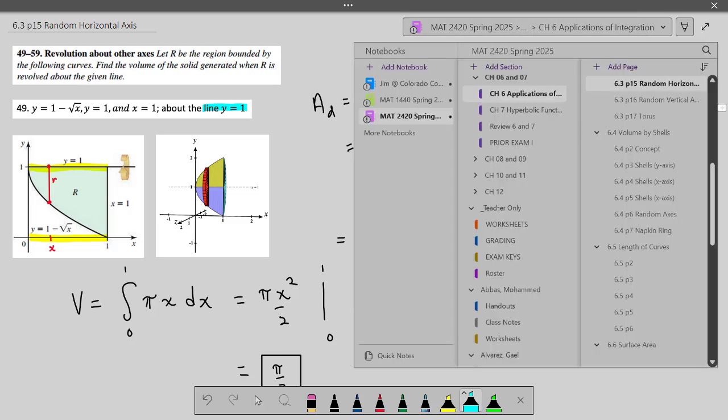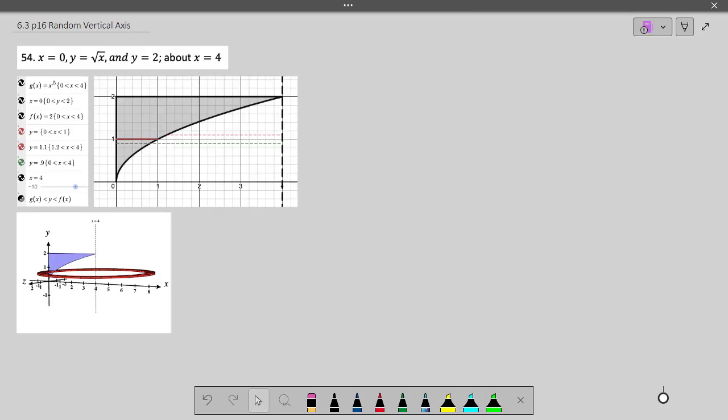Let's try another one. So here we'll do a random vertical line. So the axis of rotation is given to be x equals 4. So we have our 3 boundary curves. Our 3 boundary curves are generating this gray region. And we're told to take that gray region and rotate it around x equals 4.